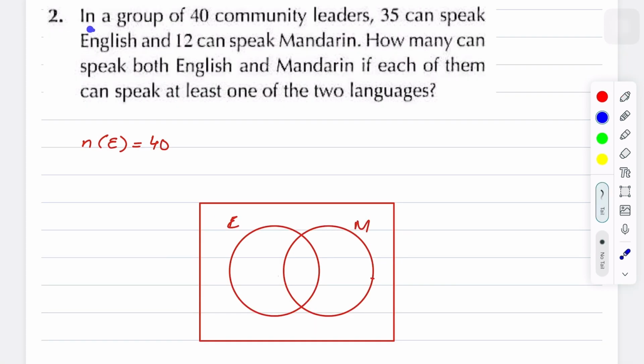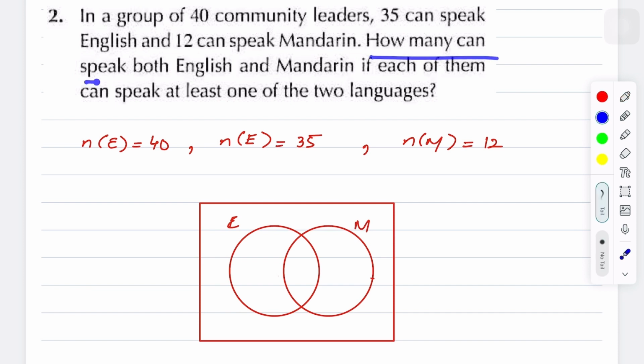Question number 2. In a group of 40 community leaders, that means this is going to be your epsilon. And then they said number of people who can speak English, they are 35. Please don't get confused, this is epsilon, and that represents the total number of students or total number of articles or total number of items in a set. And this is E. E is used for English in this particular question. And now there are 12 people who can speak Mandarin. So number of M is 12.